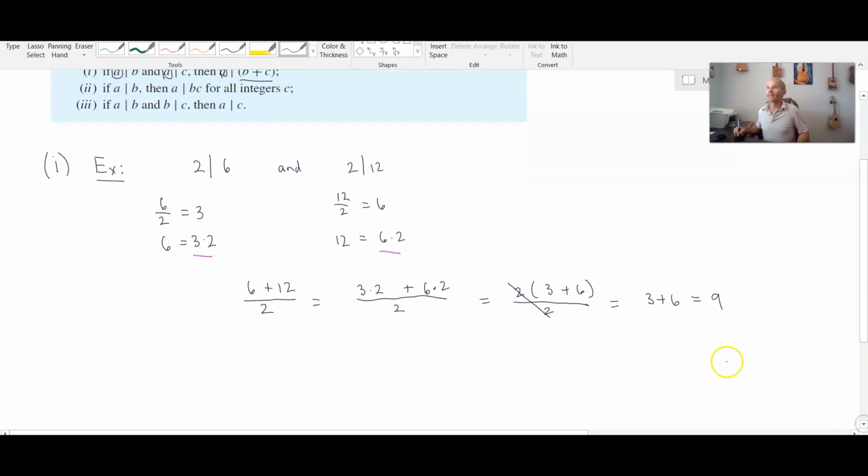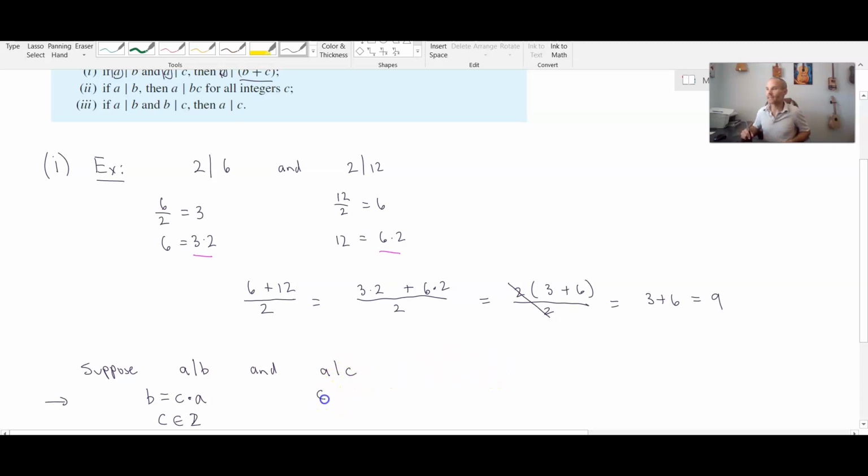Now we want to formalize this. We want to say that suppose A divides B and A divides C. Now we want to establish that A divides B plus C. So what can we do here? Well, this means that if A divides B, then B is some integer multiple of A. That B divided by A equals some integer.